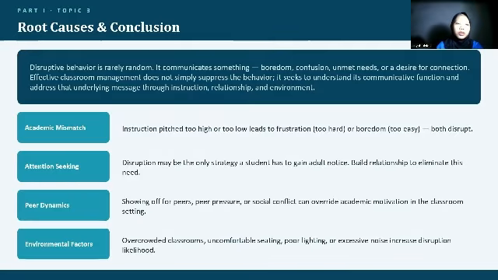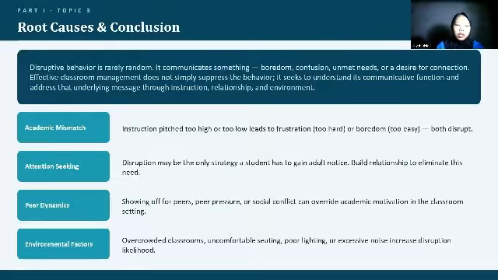Root causes and conclusion. Disruptive behaviors are rarely random. They communicate something: boredom, confusion, unmet needs, or a desire for connection. Effective classroom management does not simply suppress the behavior. It seeks to understand its communicative function and address that underlying message through instruction, relationship, and environment.